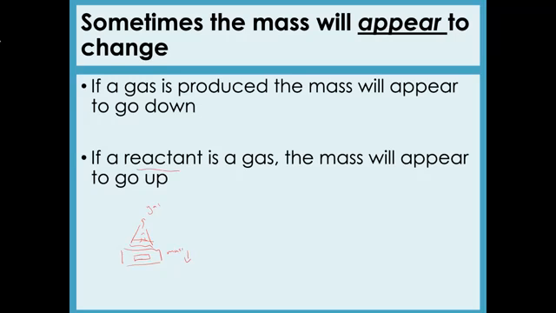However, if the reactant's a gas, the mass is going to appear to go up. So if I've got a lump of, say, magnesium here, and I react it with oxygen from the air, then on my mass balance, I'm going to get a certain reading. When it's reacted, I'm going to have that oxygen from the air, which wasn't included on the original mass, now on my mass balance. So the mass is going to go up.